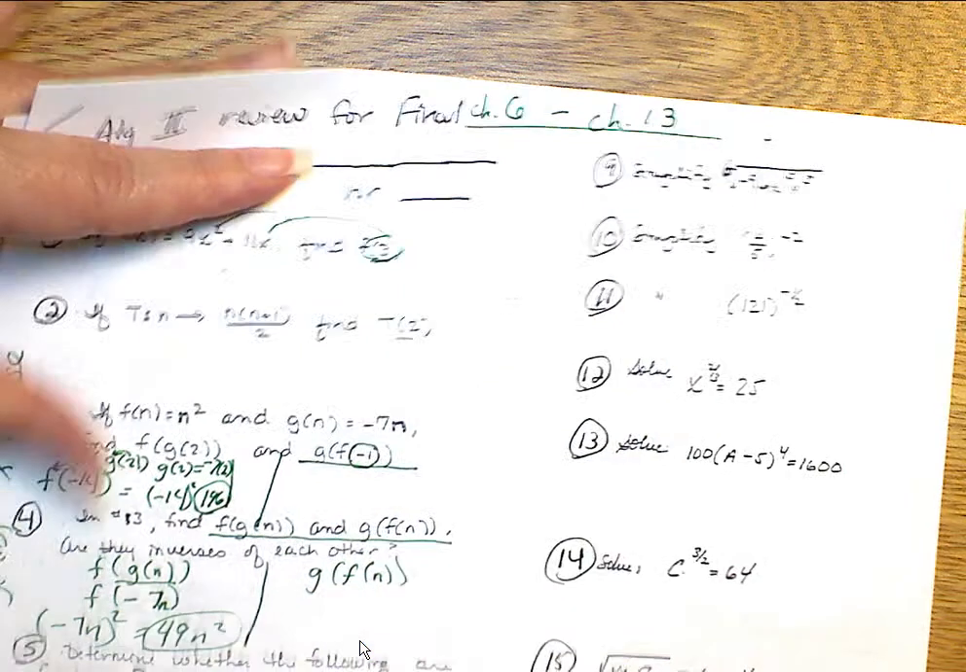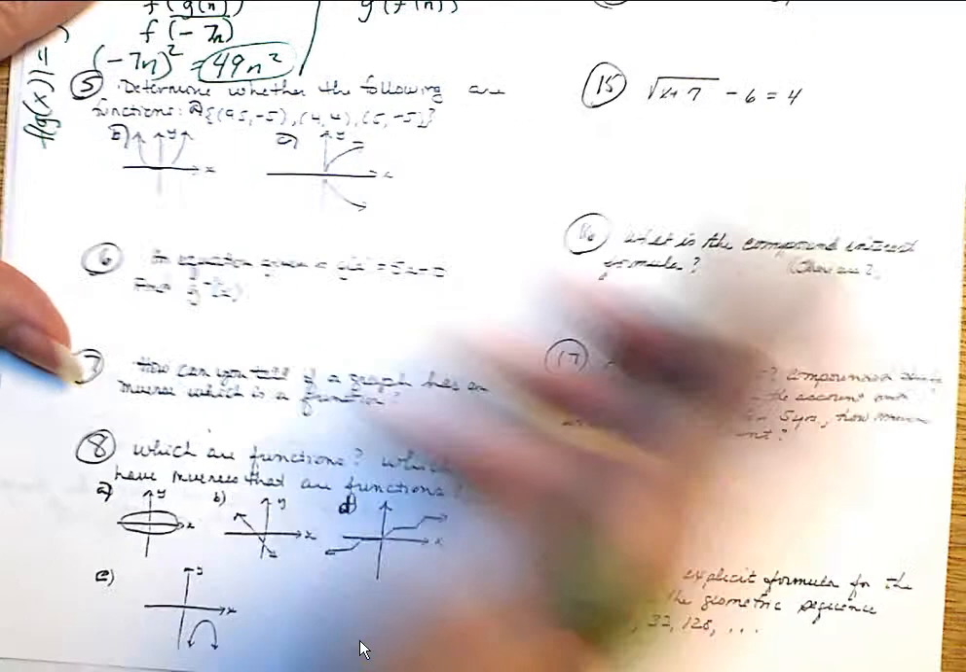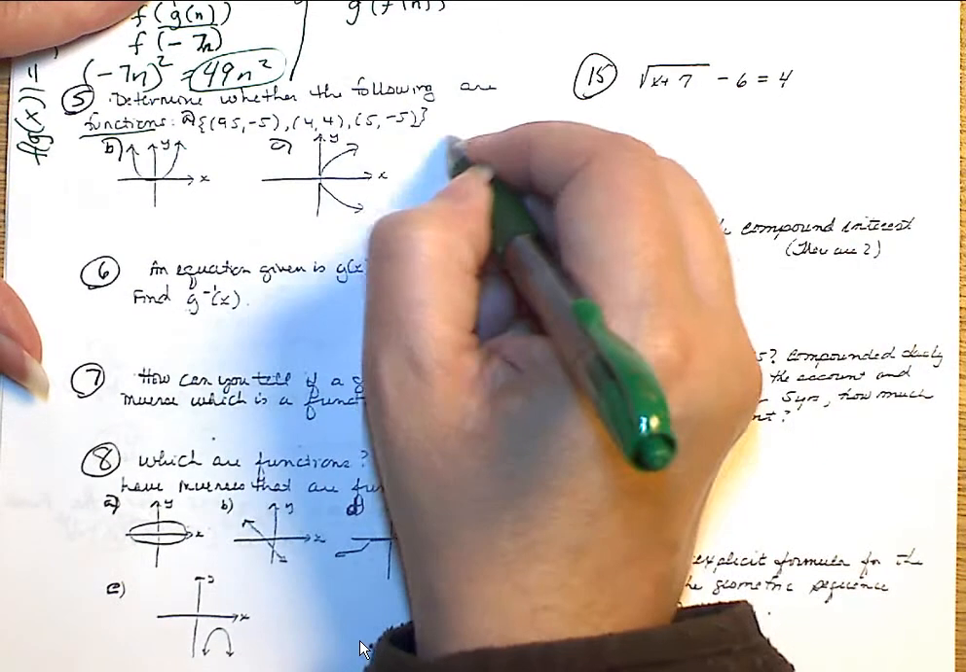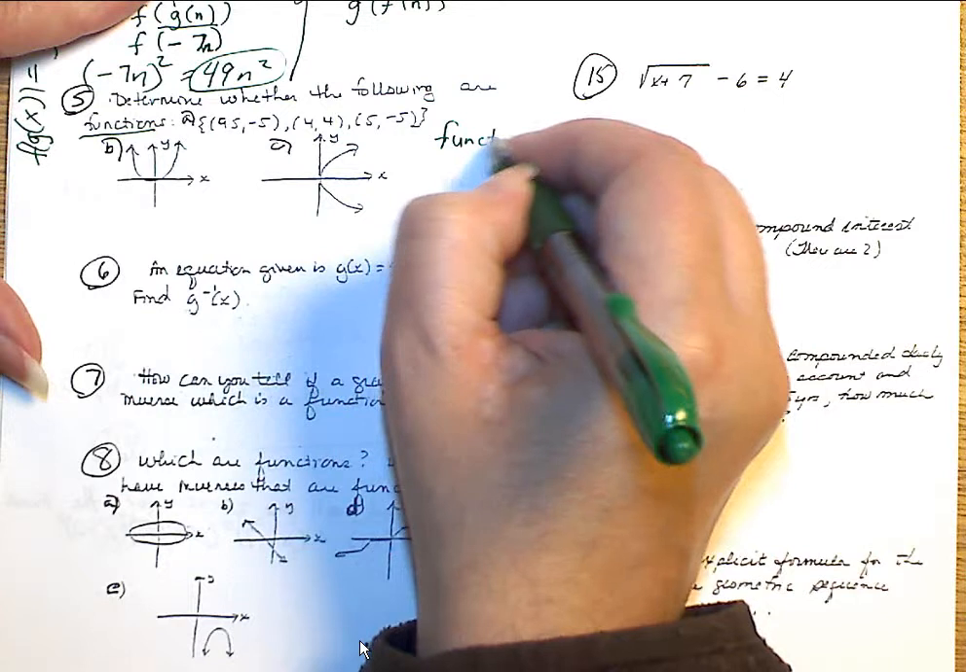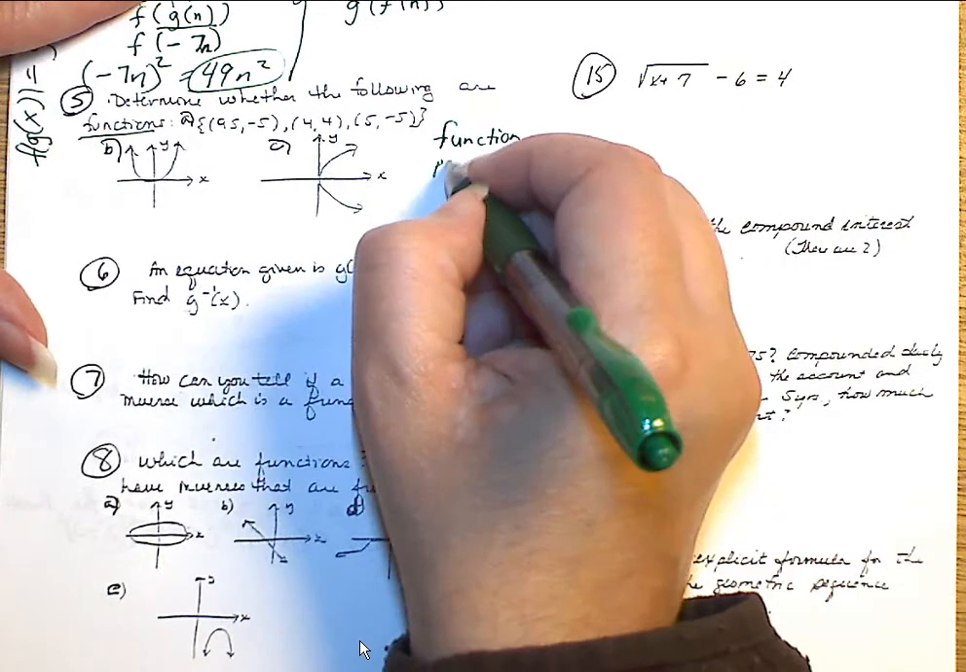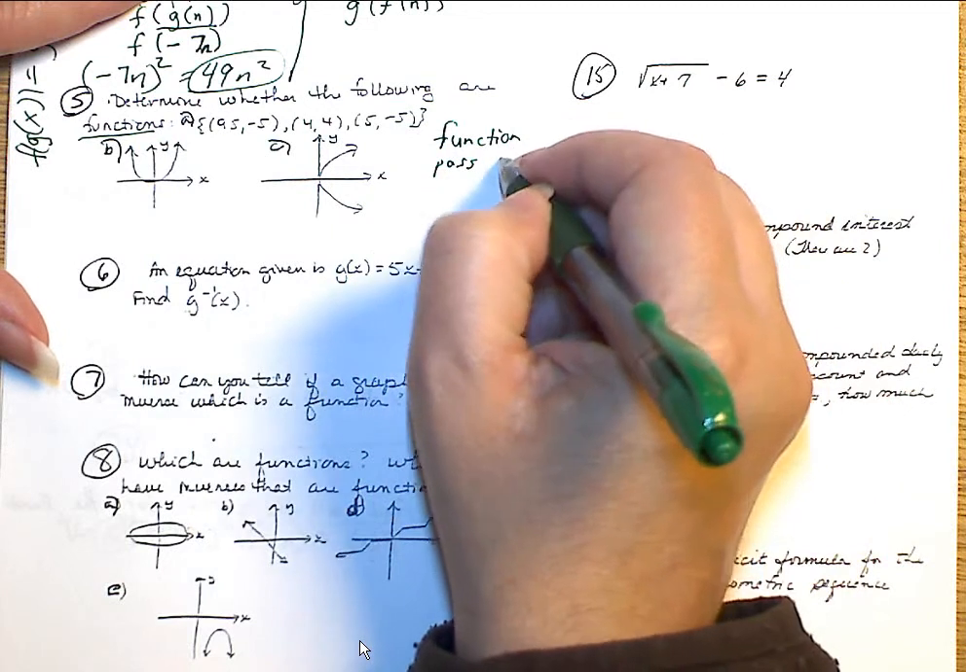All right. Questions. How do you determine if something is a function? If something's a function, what's going to happen? It's going to pass the vertical line test.